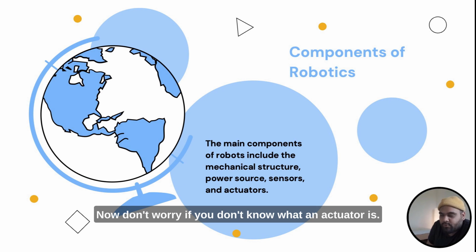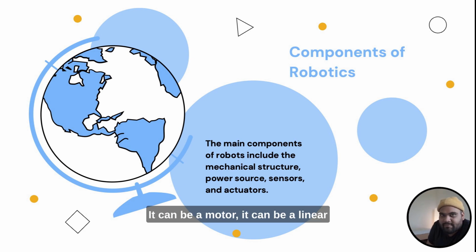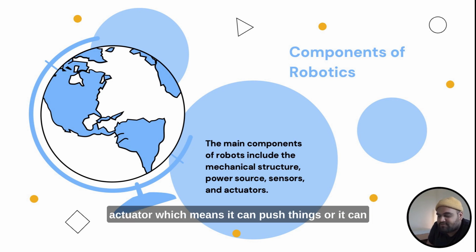Now, don't worry if you don't know what an actuator is. An actuator is any sort of mechanical device which can help you actuate or move things. It can be a motor, it can be a linear actuator, which means it can push things, or it can be another mechanical motion-based device as well. Power source is, of course, the power supply. It can be a battery, it can be electrical supply, or anything like that. Mechanical structure is the way the robot looks, the mechanical appearance of the robot. Sensors are used for sensing or capturing data, and a couple of other things.